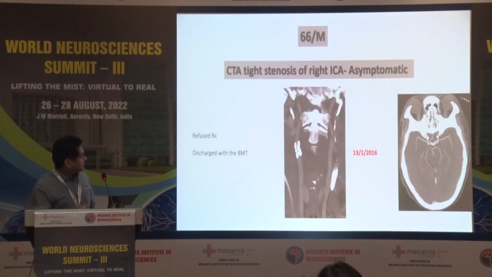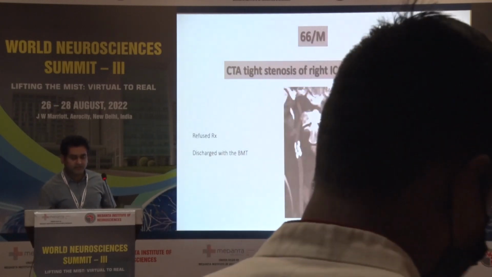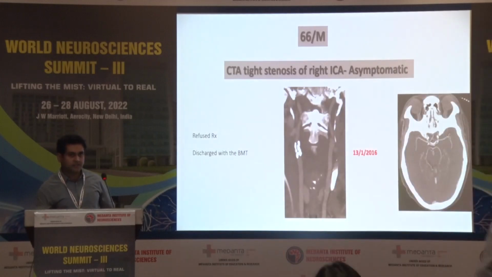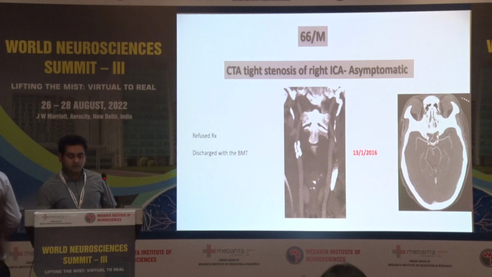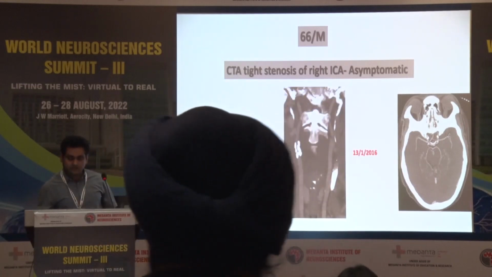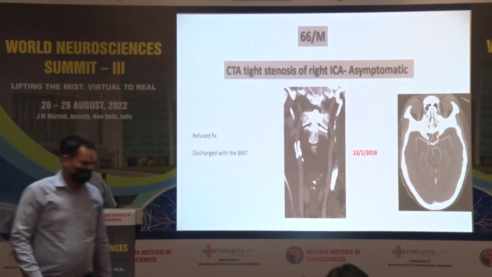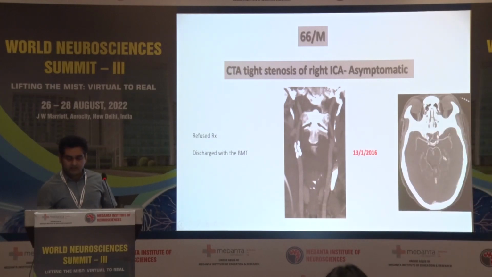This is a very good example of a patient who presented to us in the OPD with a tight stenosis of the right ICA. It was an asymptomatic stenosis. He refused the treatment and took discharge with the best medical management, with dual antiplatelet drugs and high-dose statins. This was the CT angiogram. There's a tight stenosis of the right ICA, and the intracranial circulation was normal. It was done in January 2016.